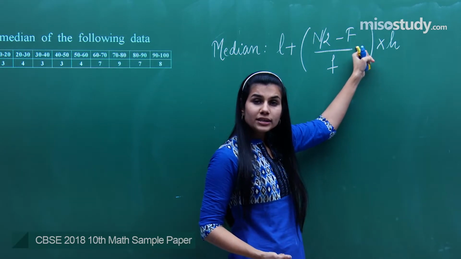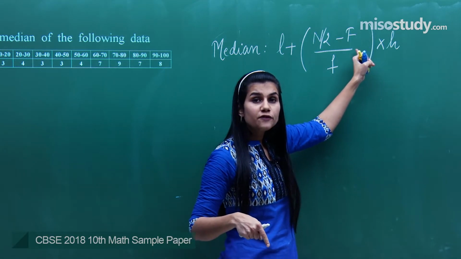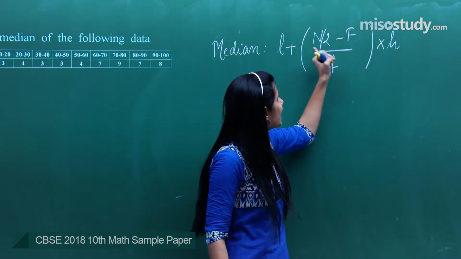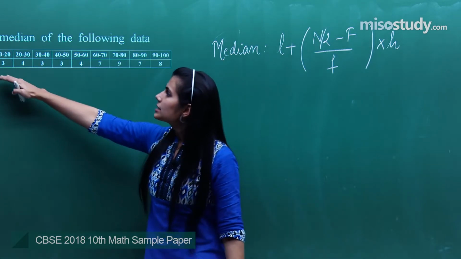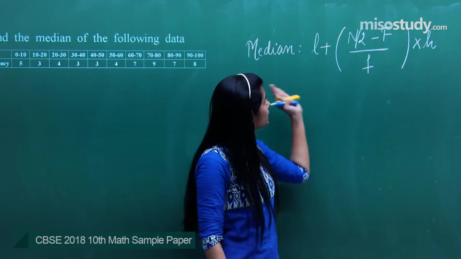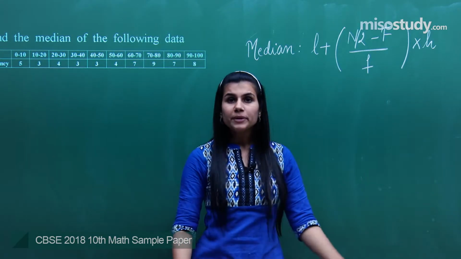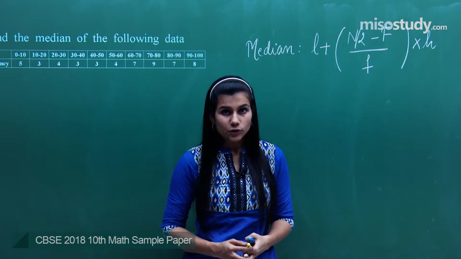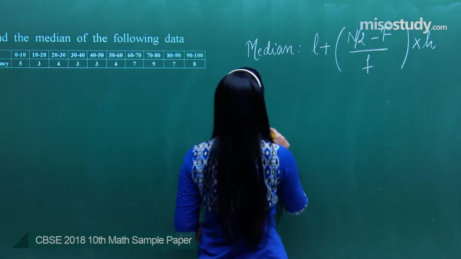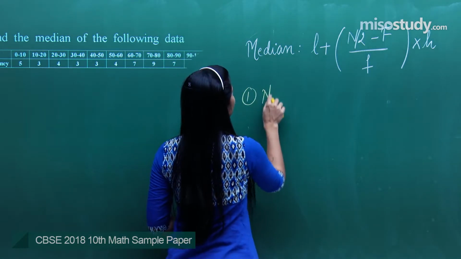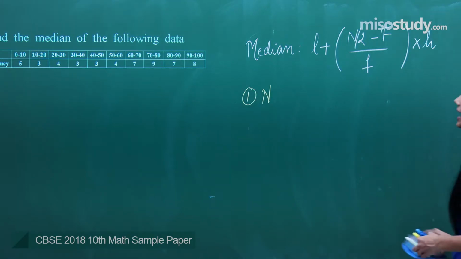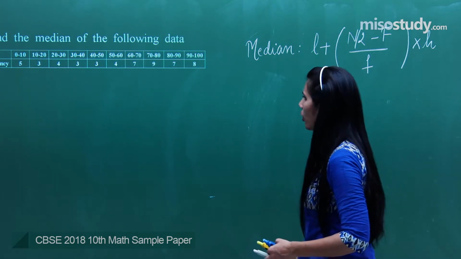Capital F is the cumulative frequency of the preceding class from the median class, and capital N is nothing but the sum of all these frequencies. So once we have understood what the median requires in order to get calculated, let us find all of these. First thing, let's focus on finding capital N. But capital N will be found only when you have your entire data with you properly.